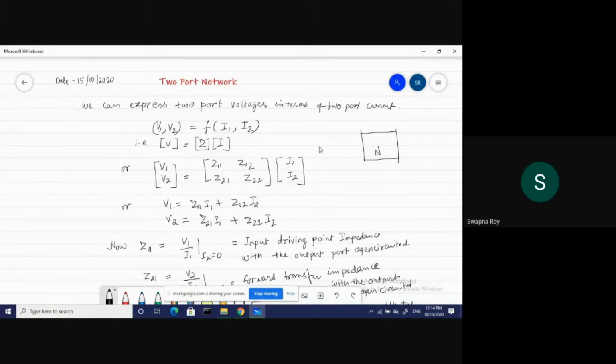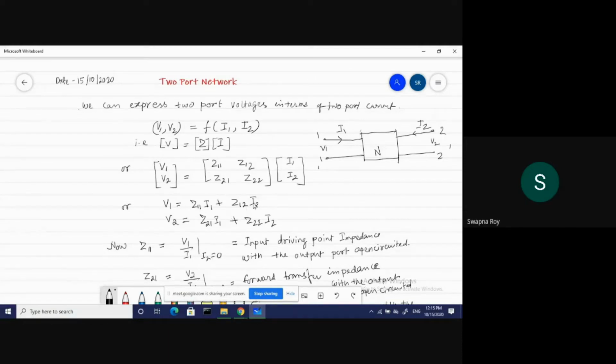This is the whole network. This is the input port, 1 1 dash, and 2 2 dash is the output port. This current is entering, and this current is also entering. This is the input port voltage V1 and output port voltage V2. So we express the input port voltage and output port voltage as a function of I1, I2.